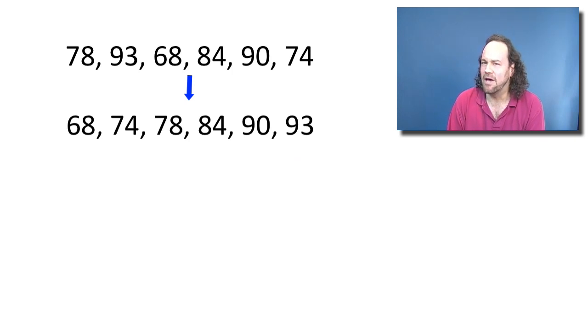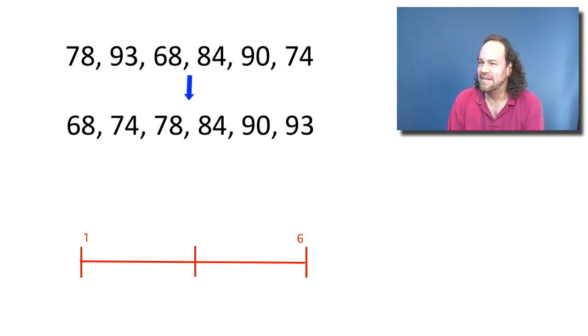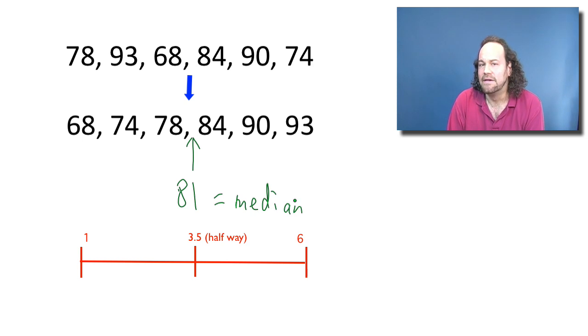But now what about the median? Well, that should be the number which is halfway from the 1st number up to the 6th number. In this case, that's the 3.5 number. Well, there is no 3.5 number. But no problem. We can just take the number which is halfway between the 3rd number and the 4th number, and that gives us a median which is equal to 81.